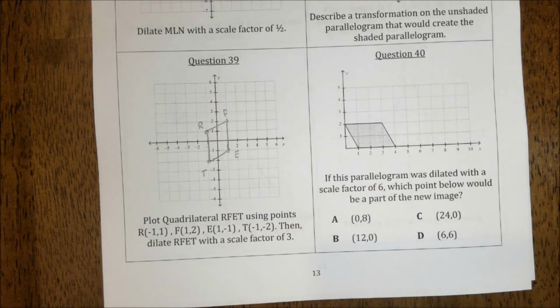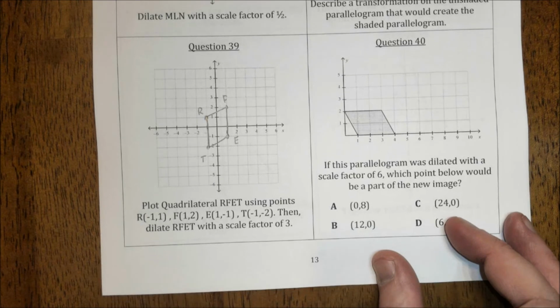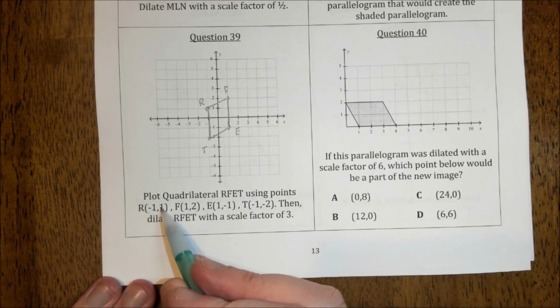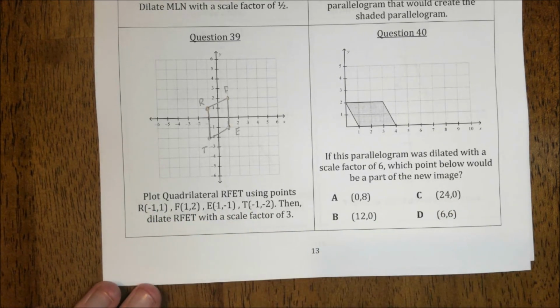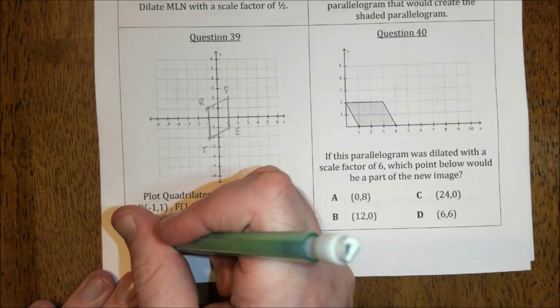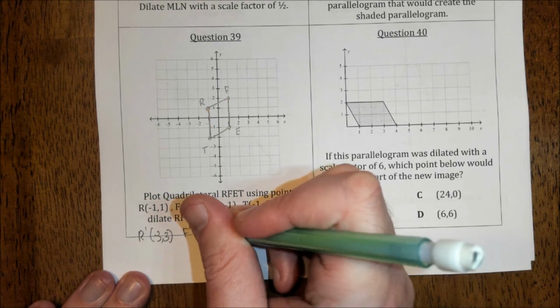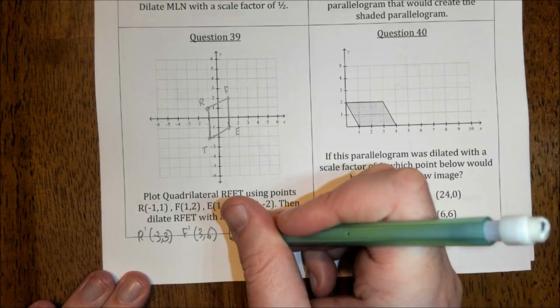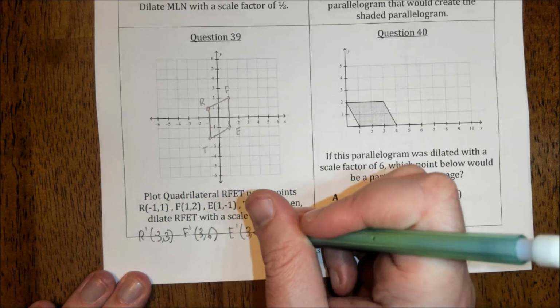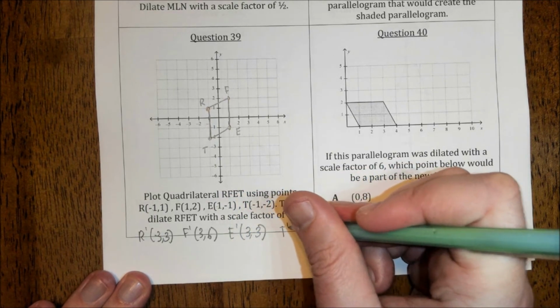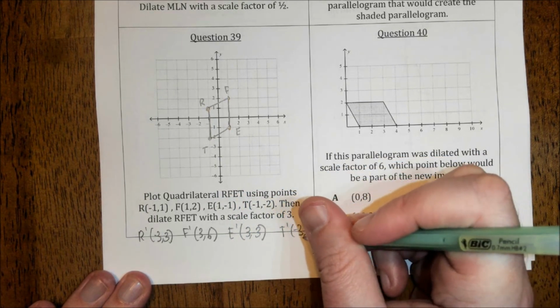And then it says scale factor of 3. So every single number here, there's 8 of them, they all need to be multiplied by 3. So R prime is going to be negative 3, 3. F prime is going to be 3, 6. E prime is 3, negative 3. T prime is negative 3, negative 6.